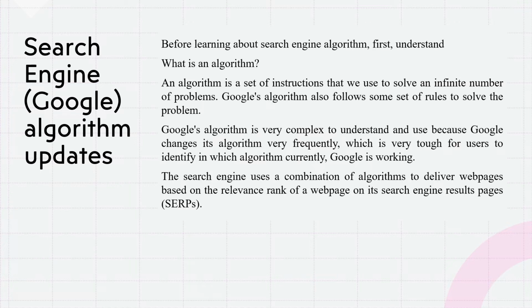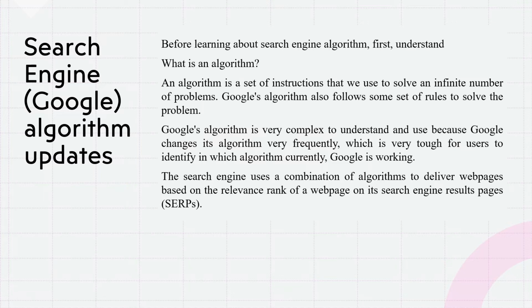Search engine Google algorithm updates. Before learning about the search engine algorithm, first let us understand what exactly an algorithm is. An algorithm is a set of instructions that we use to solve an infinite number of problems. Google's algorithm also follows some set of rules to solve the problem. Google's algorithm is very complex to understand and use because Google changes its algorithm frequently, which makes it very tough for users to identify which algorithm Google is currently working with.